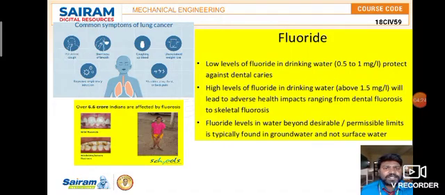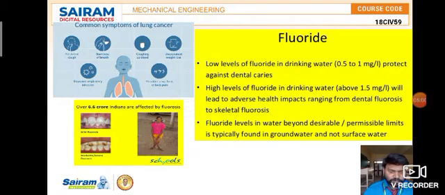Over 6.6 crore Indians are affected by fluorosis. Look at the image pasted over here: normal teeth and mild fluorosis. If there is mild fluorosis, you will have clean teeth, not completely up to the mark, but okay. But when there is moderate or severe fluorosis in the water, children, or anyone affected by this, will have this kind of teeth, with brown color markings on their teeth. This is the way it is affected.